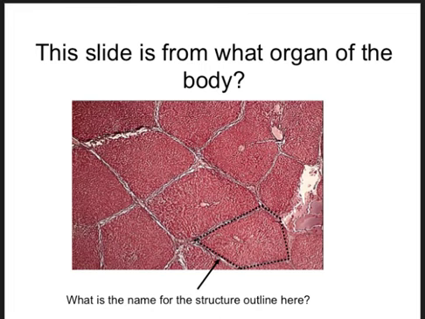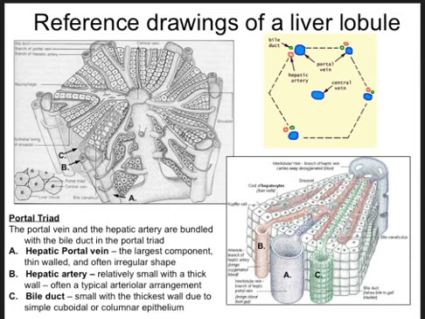And the way you tell is the hexagonal shape of the lobules. Okay, you can see here, here, here, here. And you can also tell by the presence of the central vein. Okay, see one here, here, here. What is the name for the structure that's shown in the outline? And that is a liver lobule, the liver lobule.